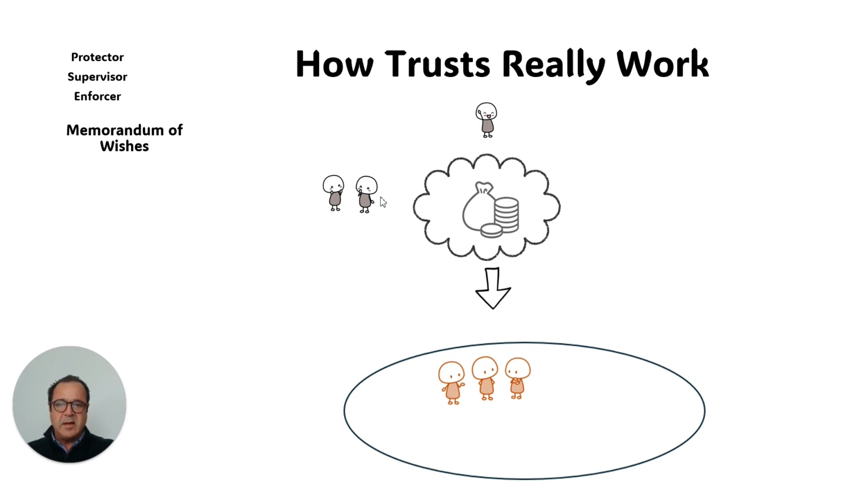Depending on the founder, they may say, look, I really trust these people. I'm very happy to let them carry out my wishes and use common sense. Or the founder might say, no, I would like to have an extra person here, a protector, supervisor, enforcer, to make sure that what I said in my Memorandum of Wishes is what they actually do. And the supervisor has the power, if the trustees do not cooperate, if they do not follow the rules, to get rid of them and replace them with somebody else.